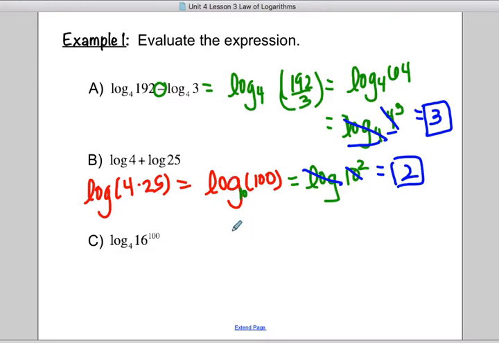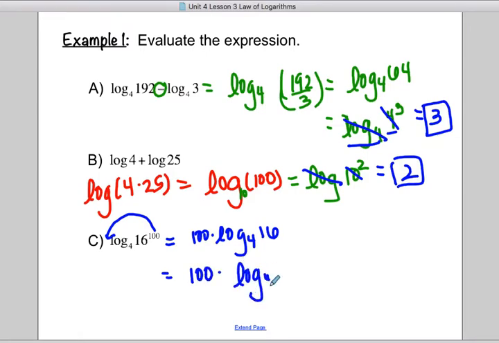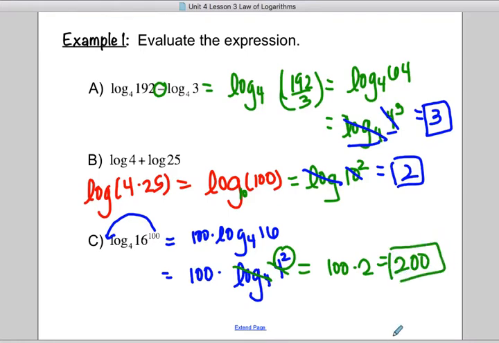All right, the next one, we have to expand it, take the 100 and move it down in front. Then we have times log base 4 of 16. So let's figure out log base 4 of 16. It's 100 times log base 4, and then I would ask, can I rewrite 16 as 4 to some power? Yes, 4 squared. The log base 4 and the 4 cancel, so now I'm left with 100 times 2, which is an answer of 200. That is example 1. So there we were condensing and evaluating.